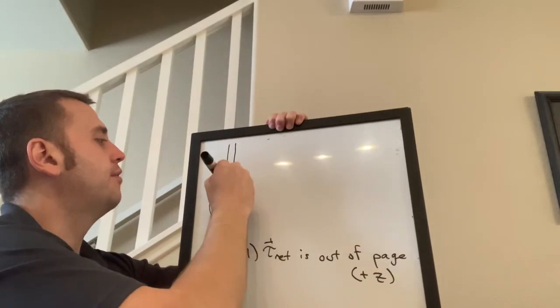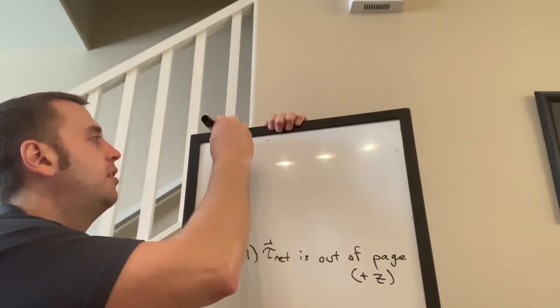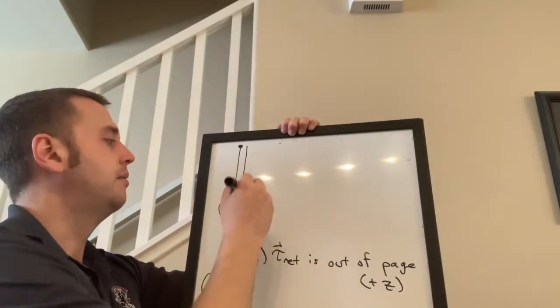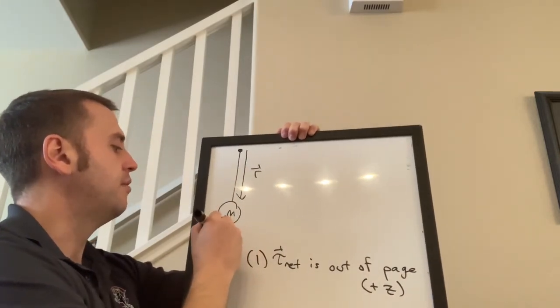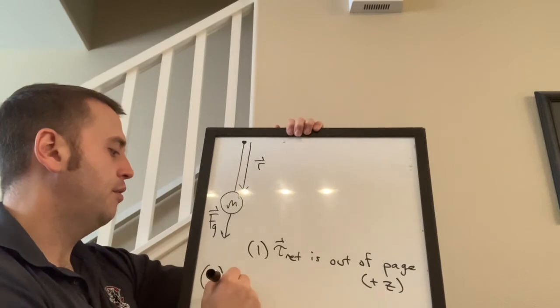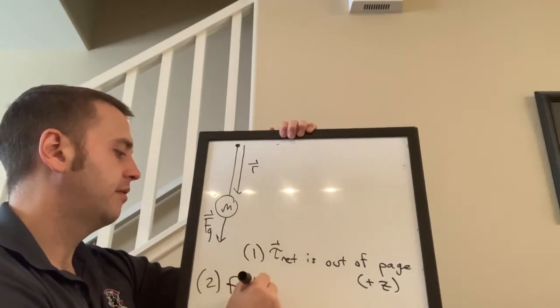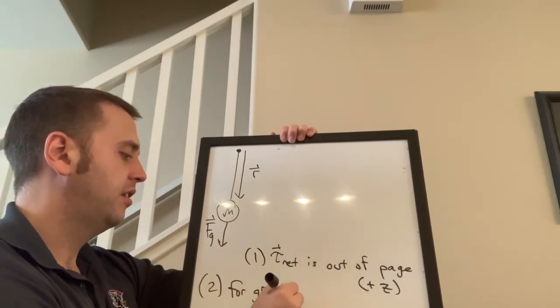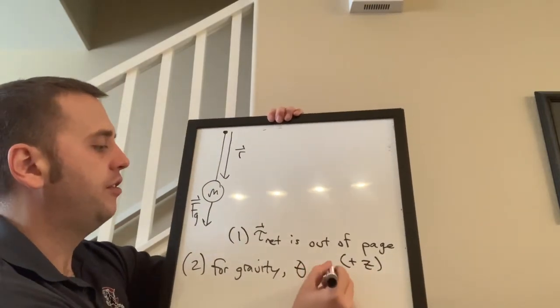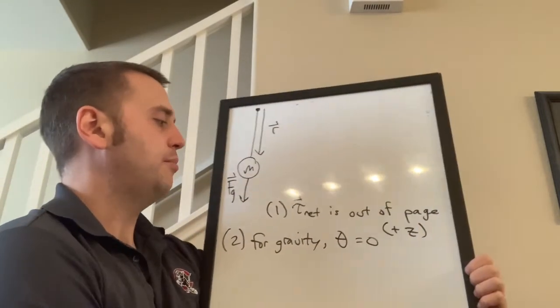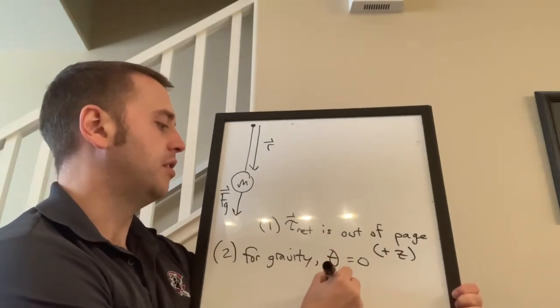now this is the r vector pointing straight from the axis to where the pendulum is. And this is the force of gravity pointing straight down. So now for gravity, the angle between the r and f vectors is 0. So that means we're not going to have any torque at all.